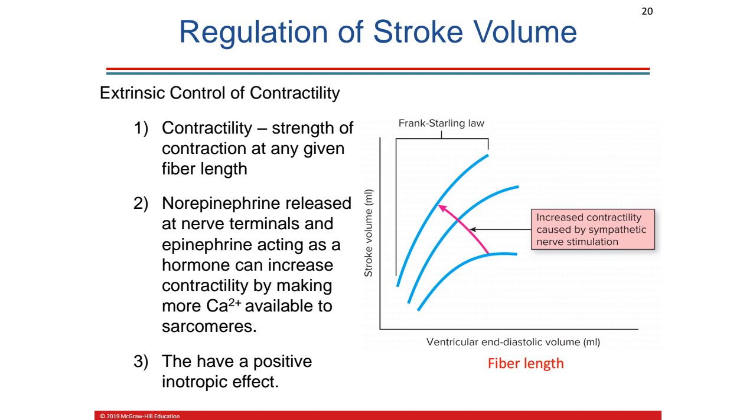So if we see this sort of phenomenon, that's considered to be a positive inotropic effect. The term inotropic refers to something that increases or decreases the force of muscular contractions. A positive inotropic agent increases the strength of muscular contractions. A negative inotropic agent decreases the strength of muscular contractions.